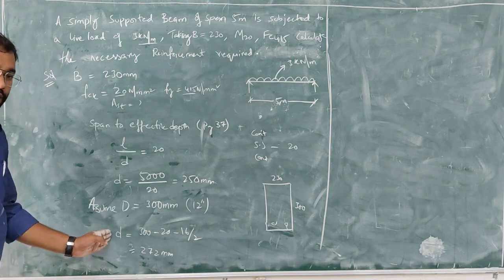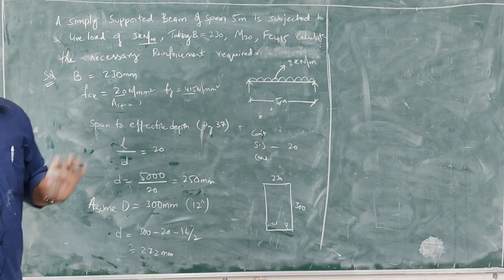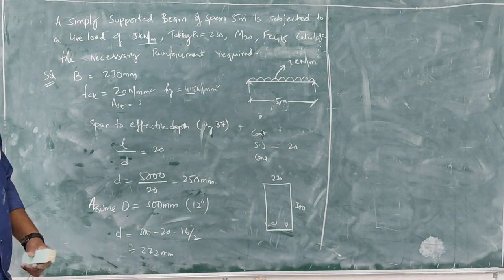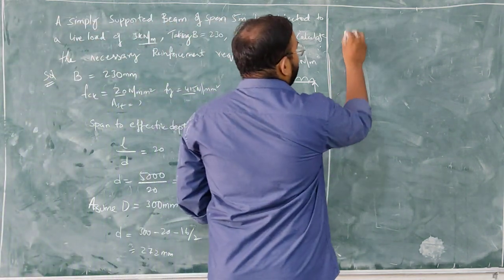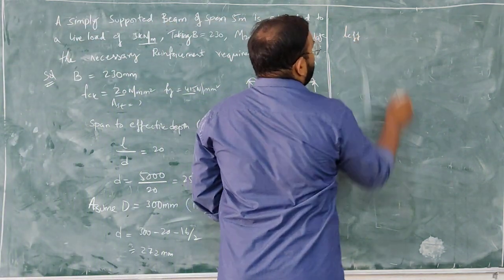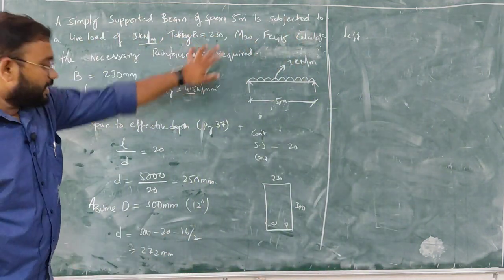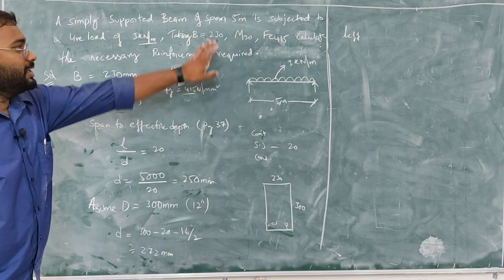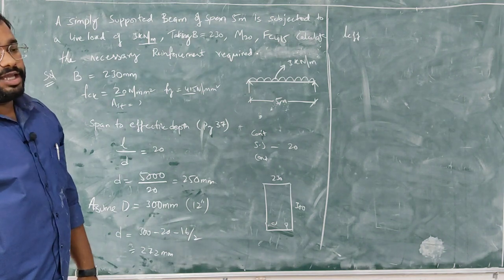After calculating small d, it should be more than this L by D ratio. Okay. So you got this one. This is completed. Now what is your next step? Effective span, L effective. So we'll try a cross section of 230 by 272 mm effective depth. Overall depth will be 230 by 300 mm. So L effective we will calculate.